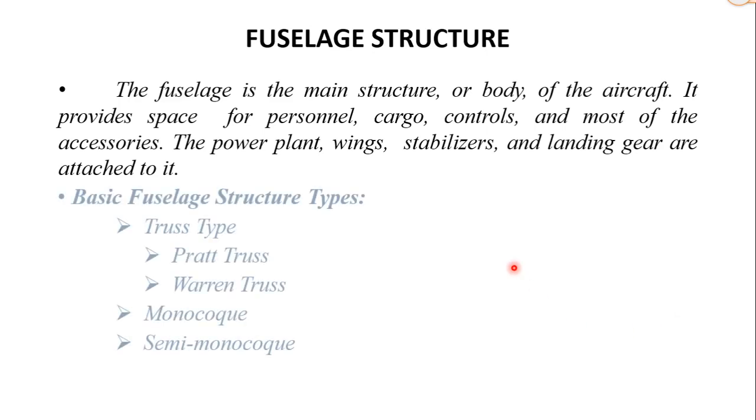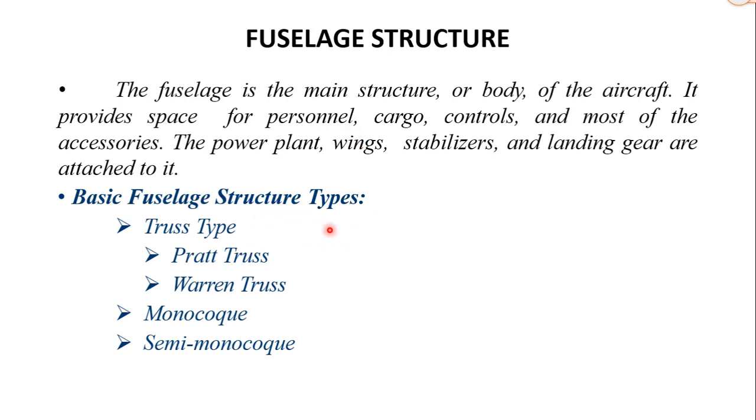So, fuselage structure. Fuselage, as I said, is the main structure or body of an aircraft. It holds the things together. All the other major parts are attached to the fuselage.